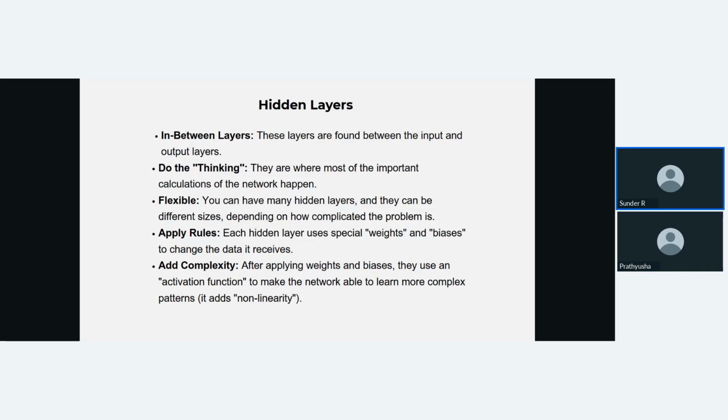Next, the last thing we have is adding the activation functions.